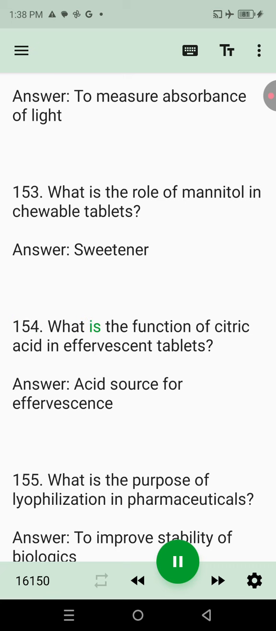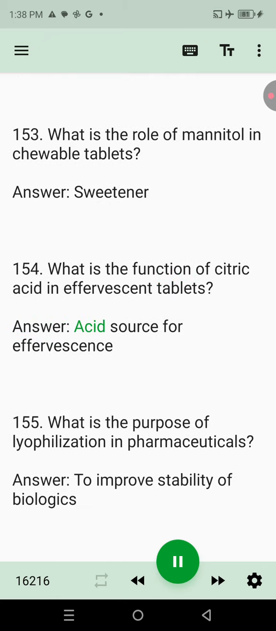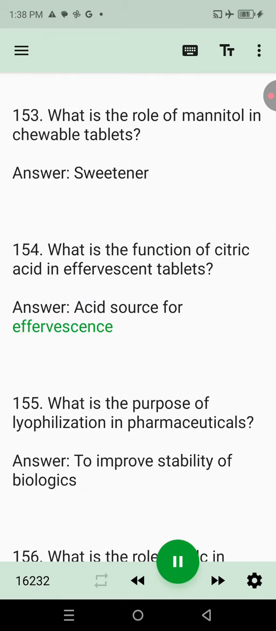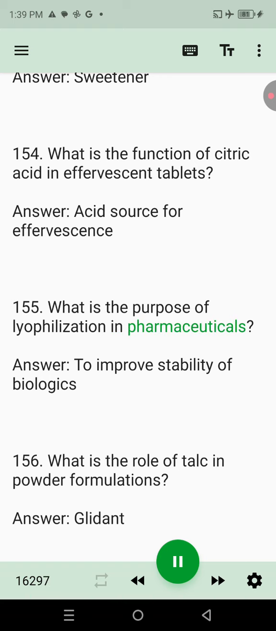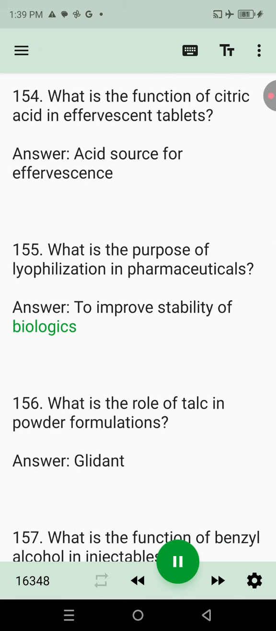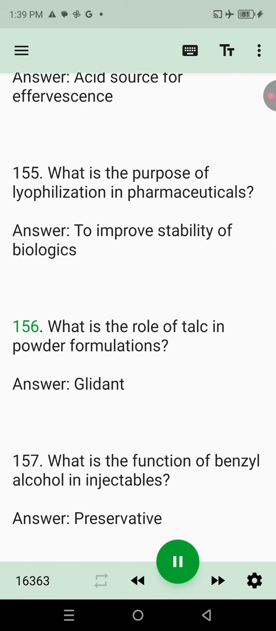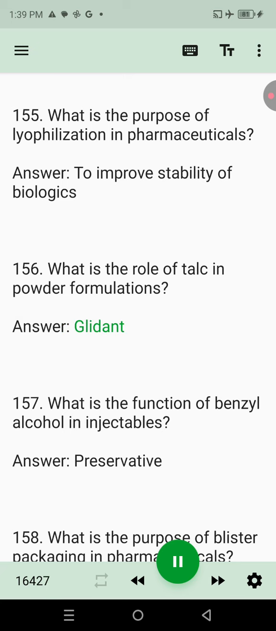154. What is the function of citric acid in effervescent tablets? Answer: acid source for effervescence. 155. What is the purpose of lyophilization in pharmaceuticals? Answer: to improve stability of biologics. 156. What is the role of talc in powder formulations? Answer: glidant.